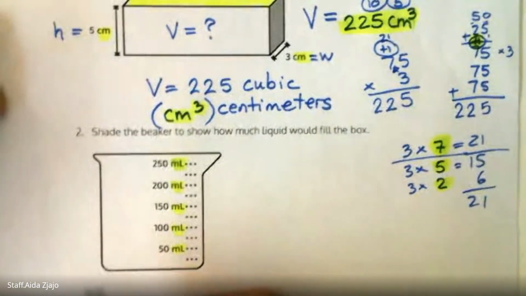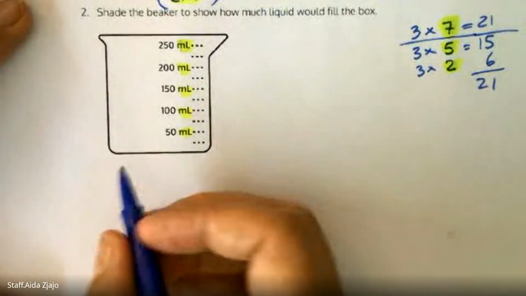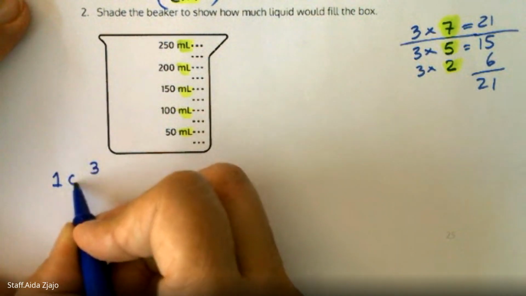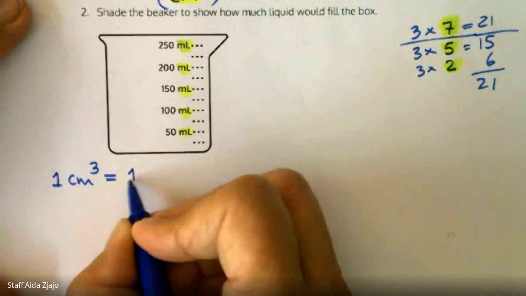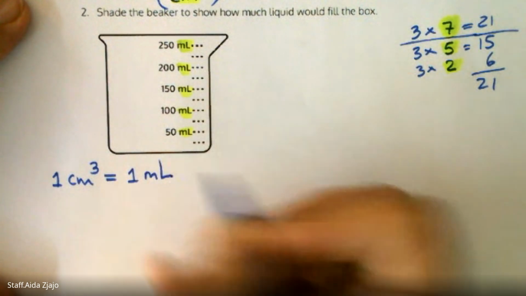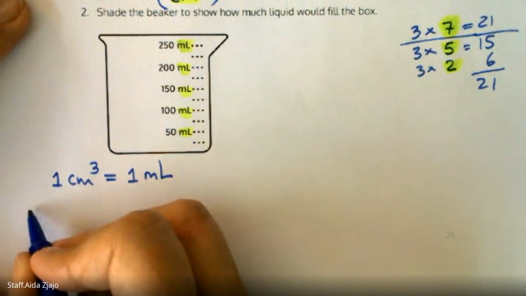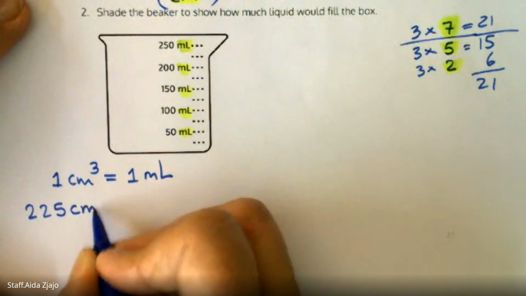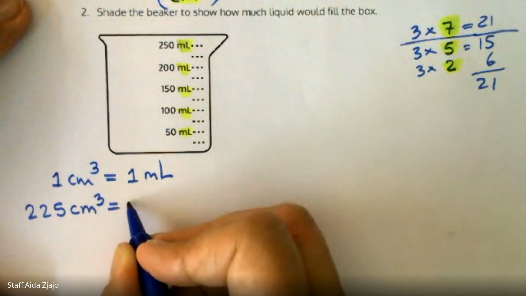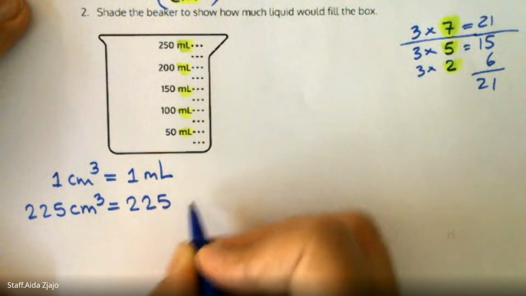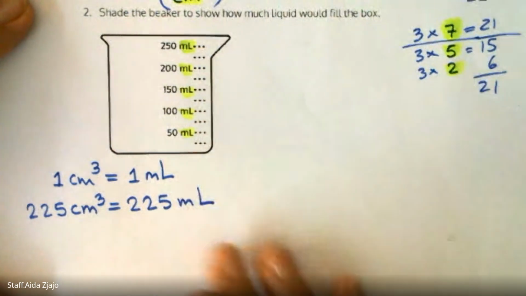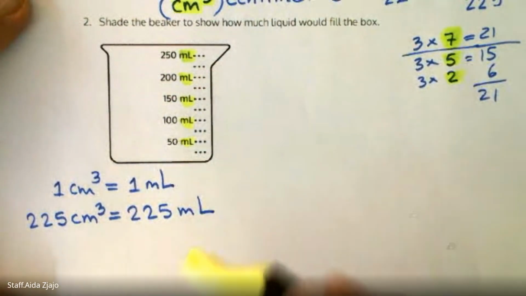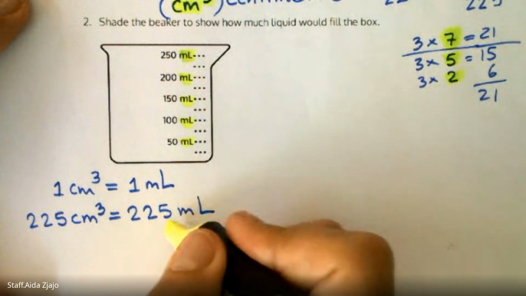So 1 cubic centimeter equals 1 milliliter. So if I have 225 cubic centimeters, I will have 225 milliliters. So how I know how much liquid I will have is I will have 225.